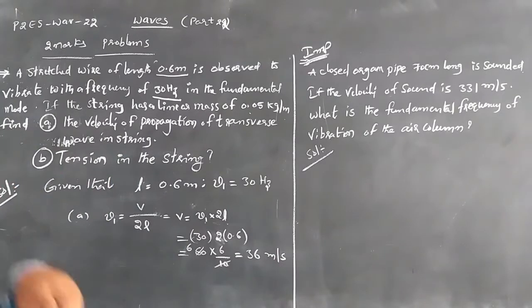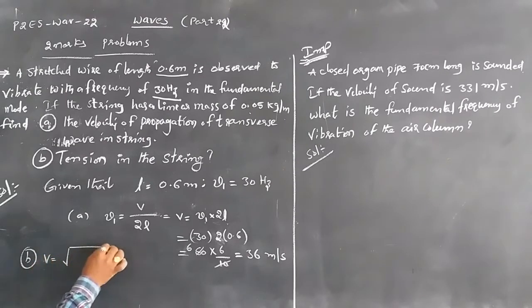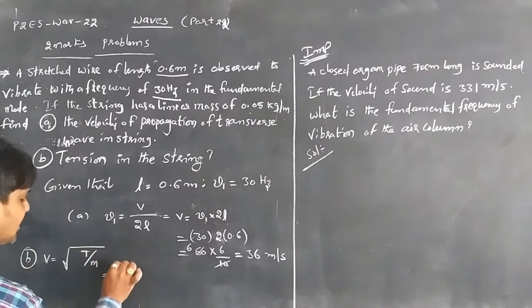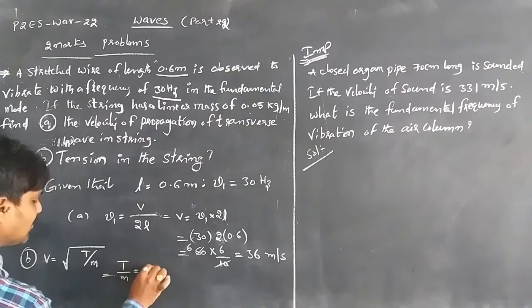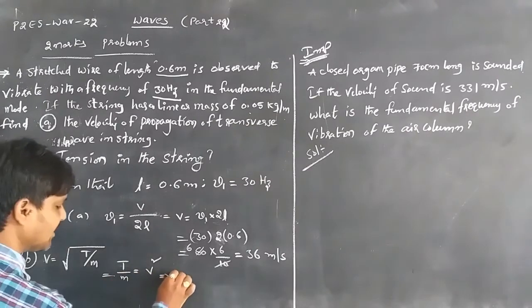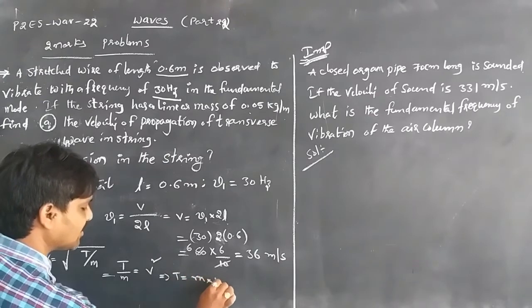Then next one, he asked for the tension in the string. We already have the formula, V is equal to root T by mu, where mu is the linear mass density. Since he asked for the tension, taking the square, T by mu is equal to V square. So T is equal to mu into V square.